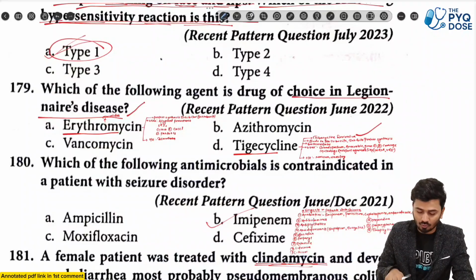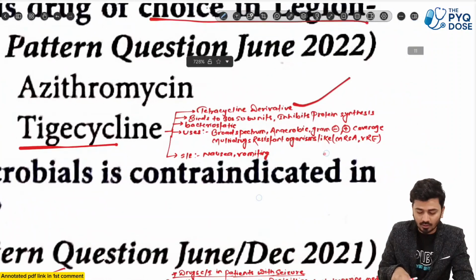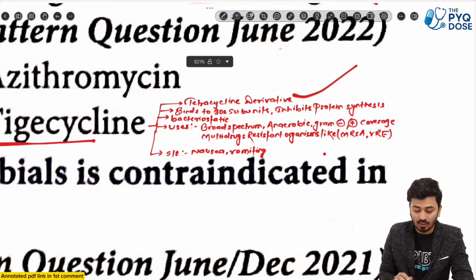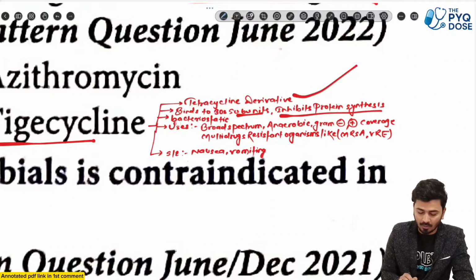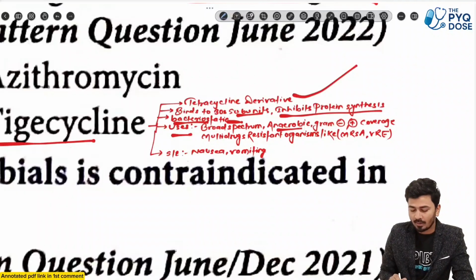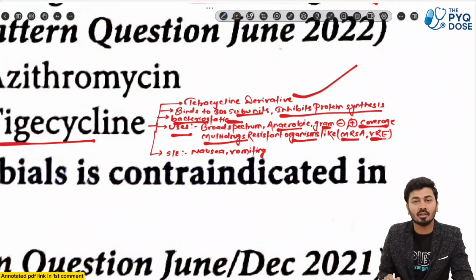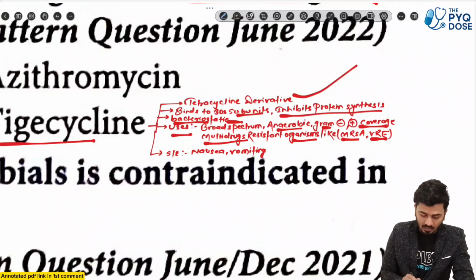Derivatives. So let us see about tigecycline. Tigecycline derivatives bind to the 30S subunit of the ribosome. It inhibits protein synthesis. It is a bacteriostatic drug. Usage: it is broad spectrum, with anaerobic, gram negative and gram positive coverage. Multi-drug resistant organisms like MRSA and VRE will generally be covered by this, and the side effects will be nausea and vomiting.